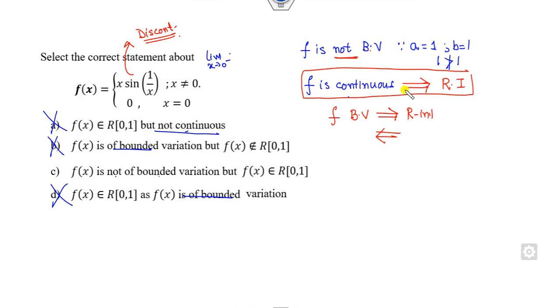If the function is continuous on the closed interval, then it's Riemann integrable. Now you can see it's a closed interval. So the function is Riemann integrable, correct? The option saying "not of bounded variation" is the correct one. C is my correct answer.